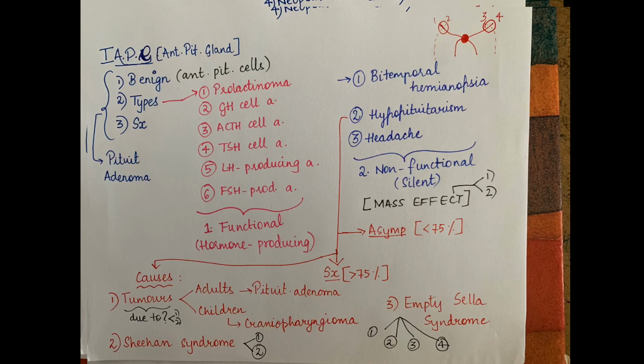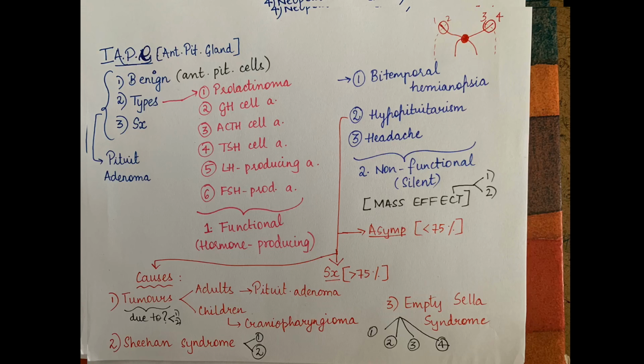For example, bitemporal hemianopsia occurs due to compression of the optic chiasm. Here in this diagram, you can see that the darkened red structure is the optic chiasm, and 1 and 4 labeled parts of the eyes will not be able to see, the lateral views.